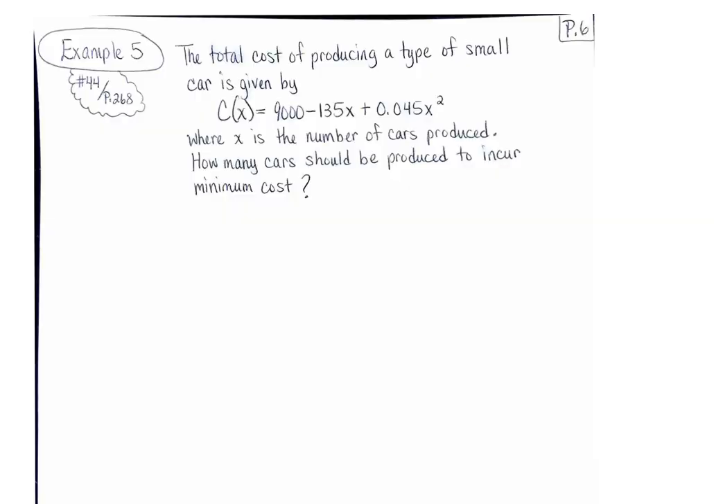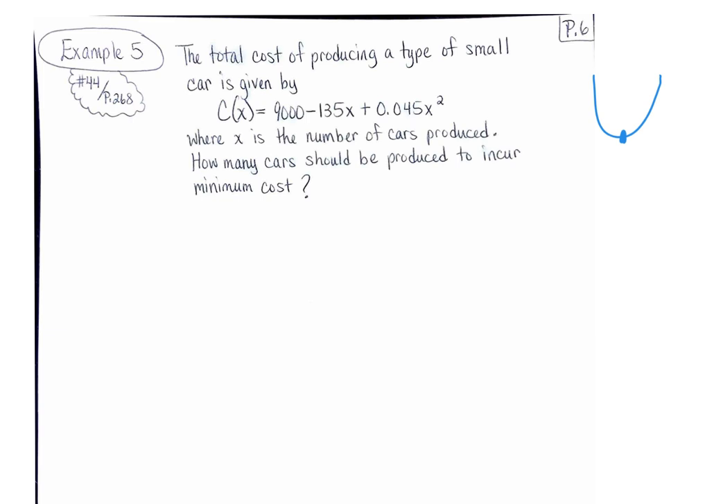Now, example 5 says the total cost of producing a type of small car is given by C of x equals 9,000 minus 135x plus 0.045x squared, where x is the number of cars produced. How many cars should be produced to incur the minimum cost? So let's first understand why it makes sense that we should get a minimum cost. If we examine our given function, which we see as a quadratic, notice that the coefficient is positive, which means the shape of this parabola is upward facing. So it makes sense that we should have a minimum.